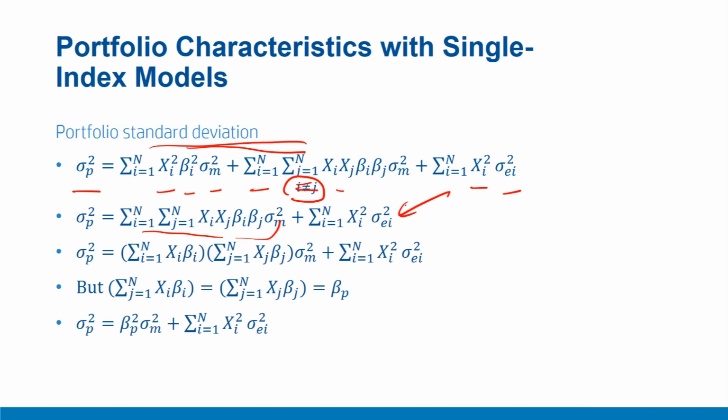Now again here we can replace this expression or divide this expression into these two components, summation 1 to n of xi beta i and summation 1 to n of xj beta j times sigma m square. Now please note that these are nothing but beta p. So this is also beta p, this is also beta p. And therefore the resulting expression is sigma p square equal to beta p square sigma m square plus summation i equal to 1 to n xi square sigma ei square. This is a very interesting expression of standard deviation for portfolio in the presence of single index models.